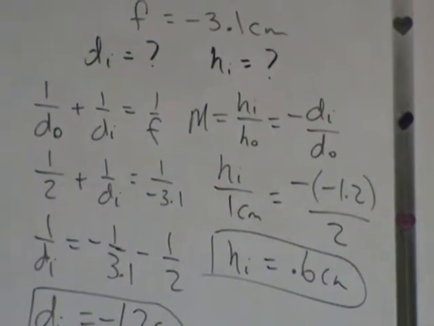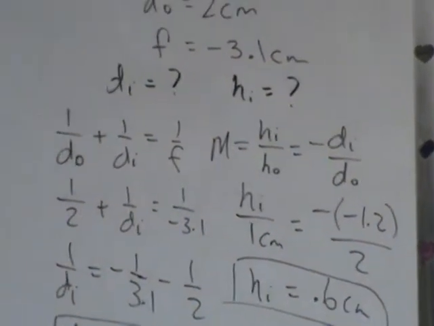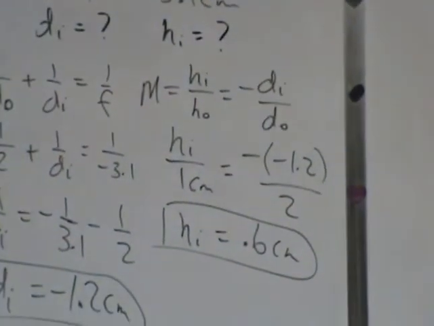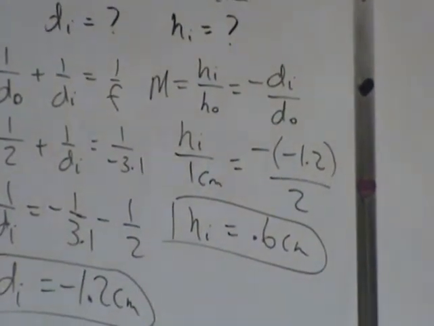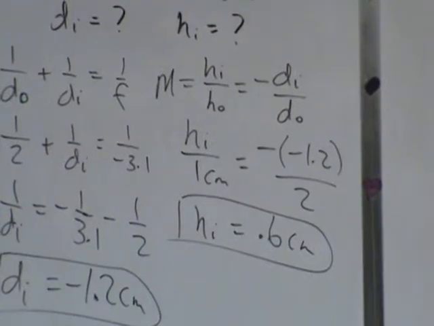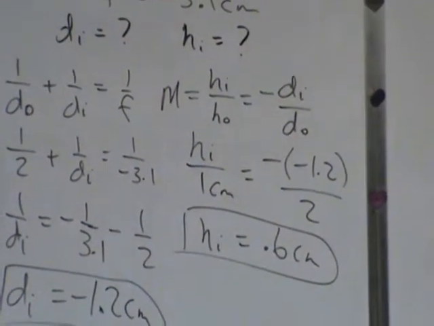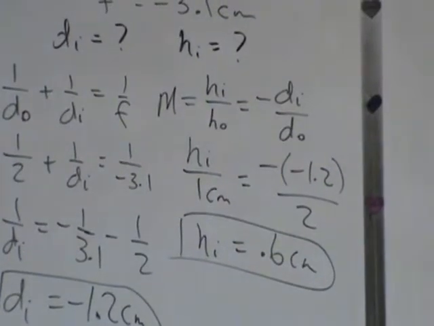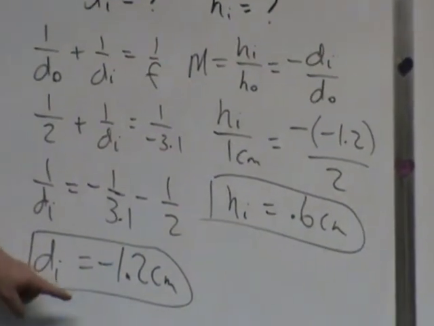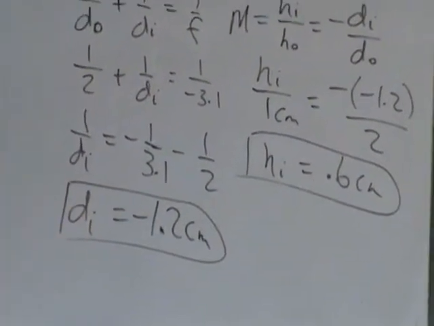So, interestingly, just by looking at these numbers, there's a lot of things you learn about the image. Number one, is the image virtual or real? It's virtual. How do I know the image is virtual? Because the distance is negative, because d sub I is negative.